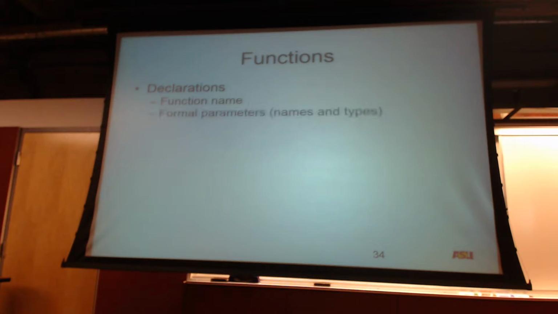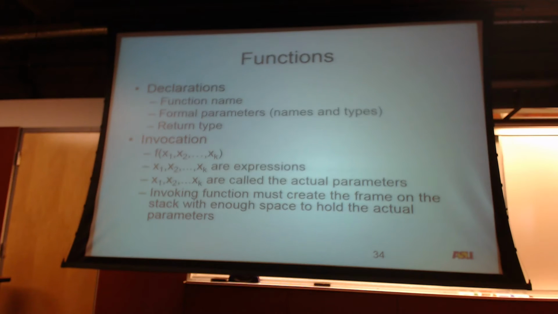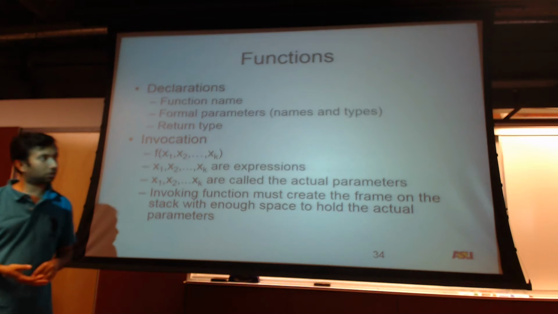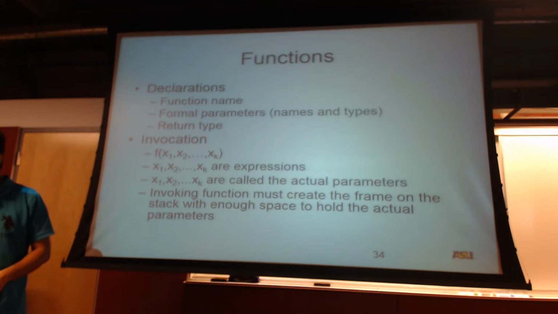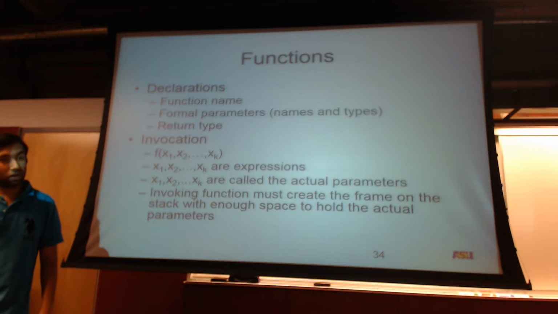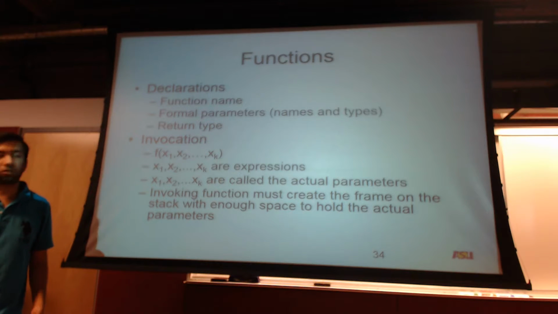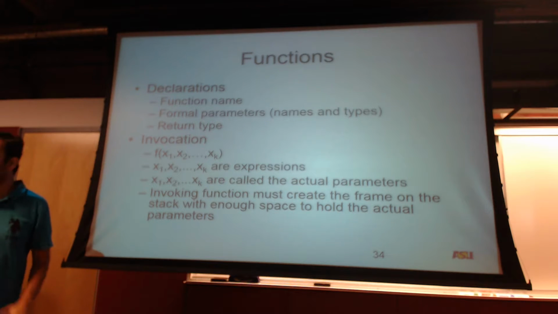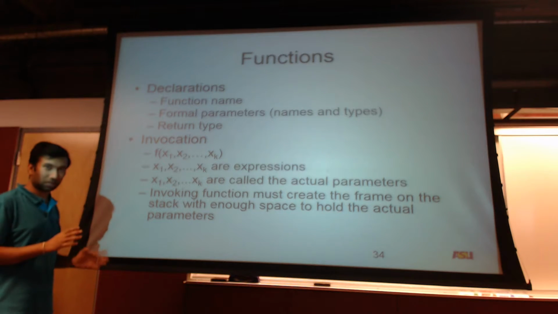So, what are the components of a function? Function declarations have a function name, formal parameters. In the formal parameters, you have names and types, and you have a return type, right? Now, when you call a function, what do you do? You call like f = f(x1, x2, xk). x1, x2, xk can be variables, or numbers, or expressions. So these x1, x2, xk are called the actual parameters. So there is this difference: formal parameters and actual parameters.